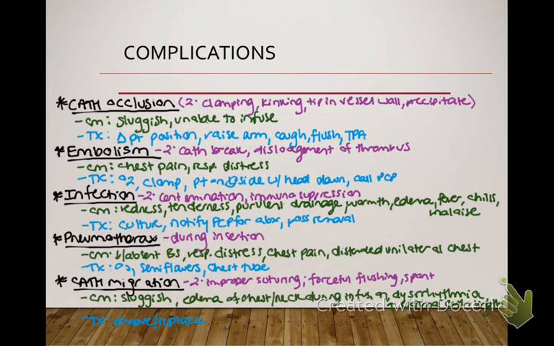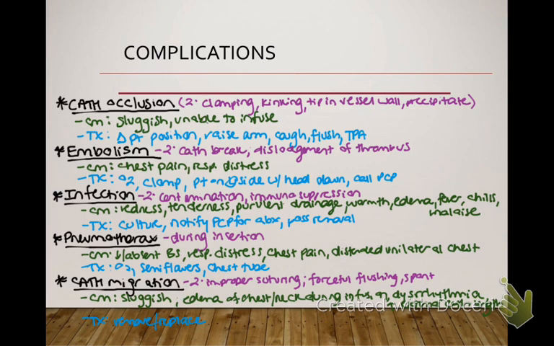So you get a cath occlusion secondary to someone clamping it, it got kinked, or the tip is against the vessel wall. What are the clinical manifestations? You can't use it, right? It's sluggish. You try to push meds in, it gets stuck. The blue is the treatment. How do we treat it? We change the patient's position. We raise their arm. We flush it.